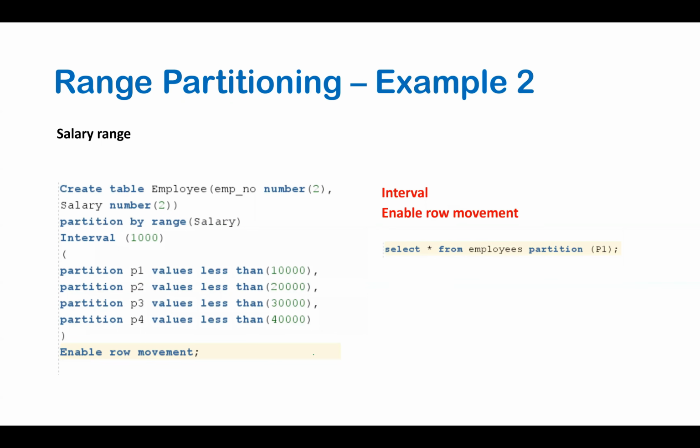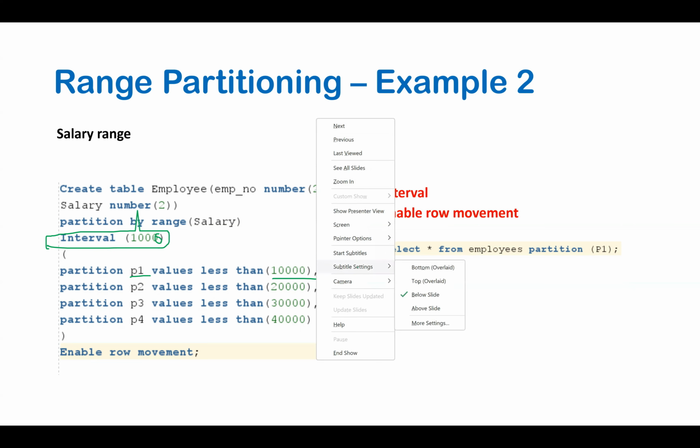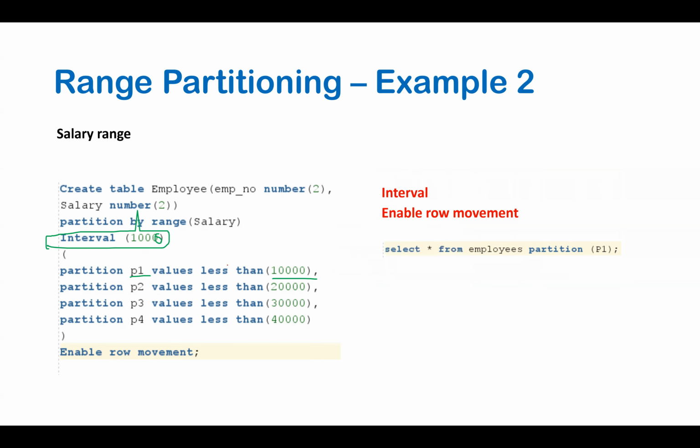So we have one method called interval here. Okay. So what is interval? You have to mention the interval here. So how much is the interval? Here it is 10,000, not 1,000. It's 10,000. See here, partition 1 will go up to 10,000. What is the partition key here? Which one is the partition key? Sorry. The partition key is salary here, right? So you can see the salary here.